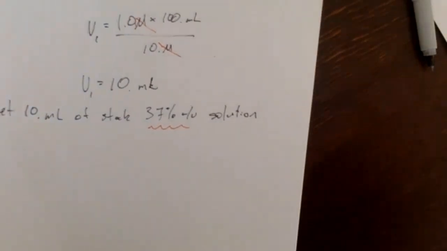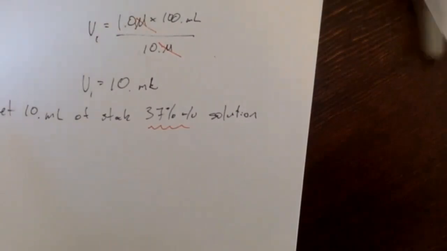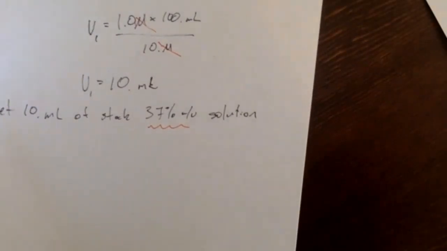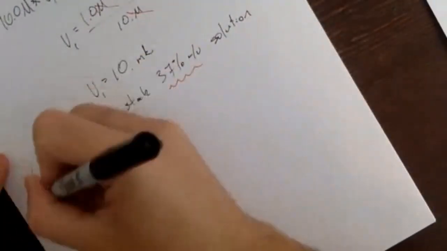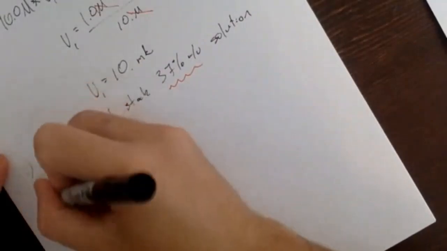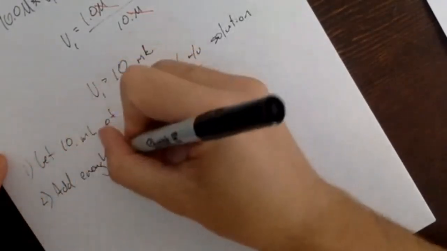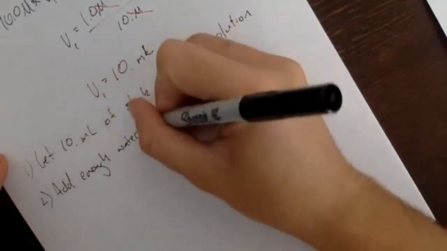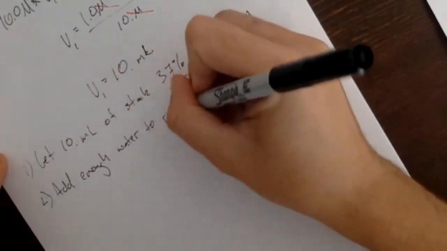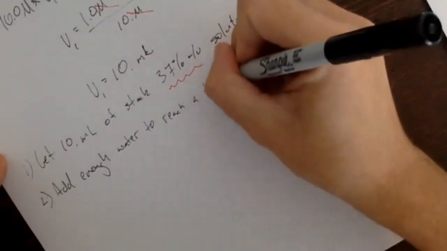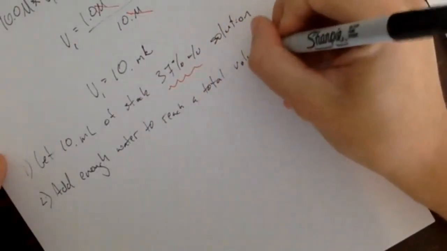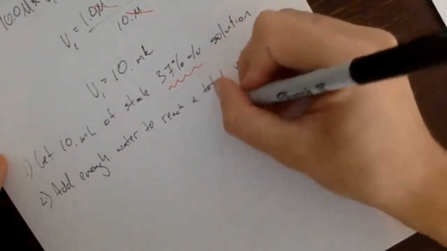You already did the work for the conversion, so you're just giving the recipe, but you don't need to say it's the 10 molar, because someone who went in the stockroom, or the storage, would see it say 37% solution. So step 2, add enough water to reach a total volume of 100 milliliters.